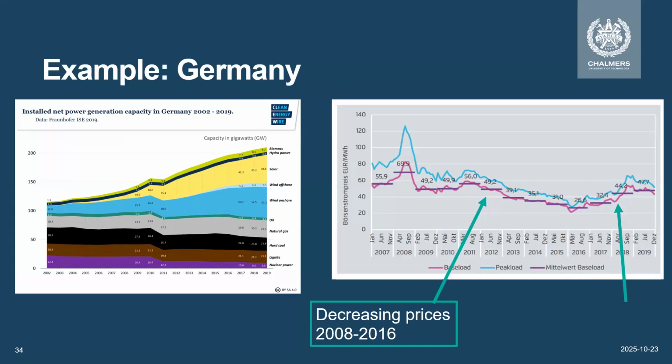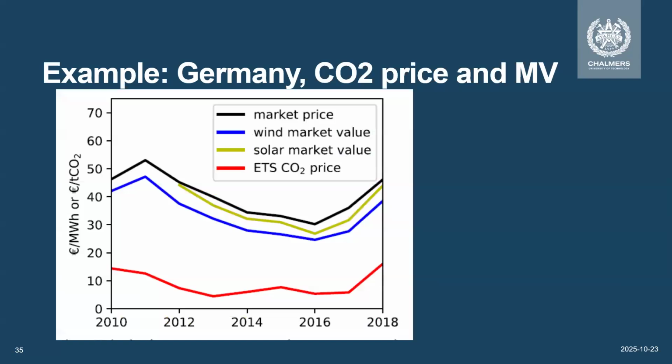CO2 taxes or? Yeah, that's when the EU ETS price started to rise. So here we can see the market price, the average electricity price in Germany, and the EU ETS price, that's the red one. You can clearly see that it started to rise in 2016 and then electricity prices also rose, and the market values of wind and solar also rose.